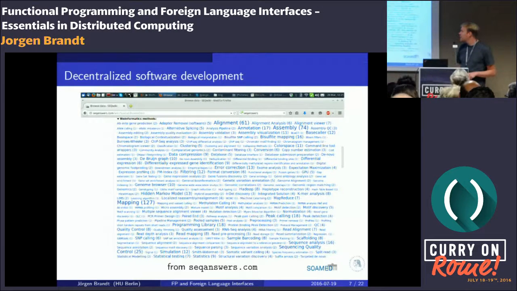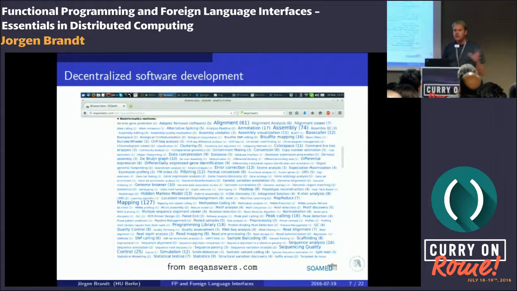And the next problem is that if we look at this scientific domain and all the people that work in there and all the universities that contribute software, it turns out that this is a very diverse field with many people and many sources of contributions. This is a screenshot from a website, SeqAnswers, which enumerates here only the categories of tools that are available in this field of research. And in parentheses, you also see the number of tools that are categorized in there.